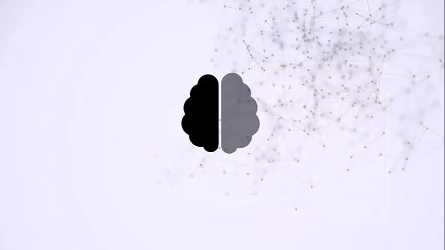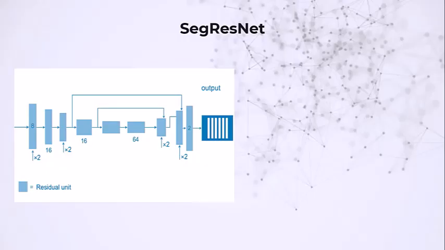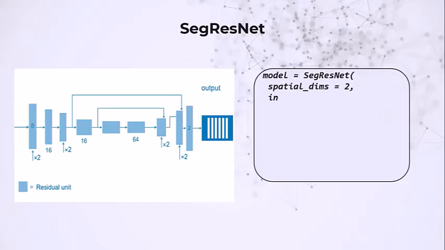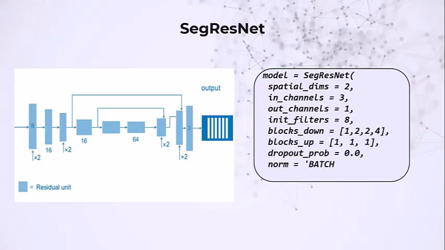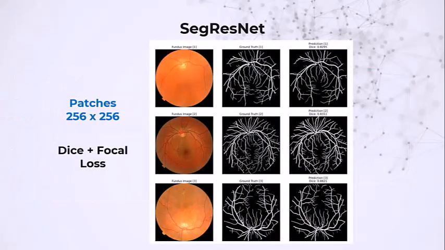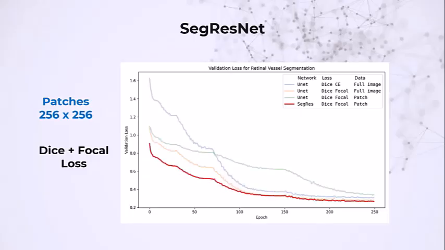But I began to wonder if there was an even better architecture that might give me richer representations without blowing my VRAM budget. That curiosity led me to SegResNet. I configured the SegResNet model with 4 downsampling levels and 3 upsampling levels. I started with 8 initial filters, half of U-Net's, and doubled at each downsampling stage and kept the same patch size. This model captured vessel structures even more accurately and further reduced the validation loss because of its deeper architecture and residual connections.